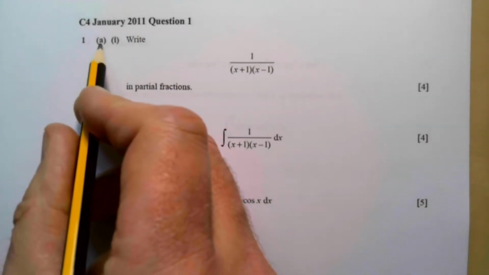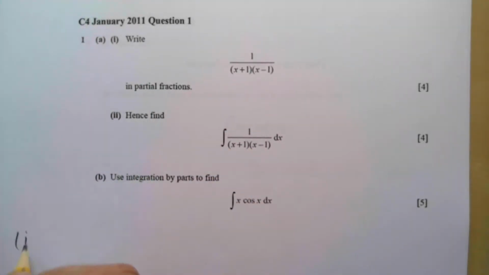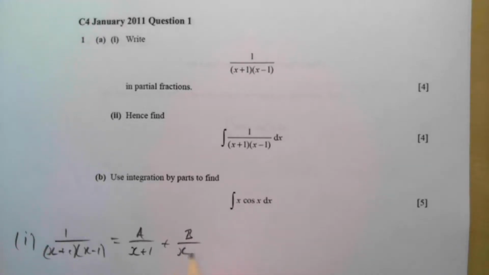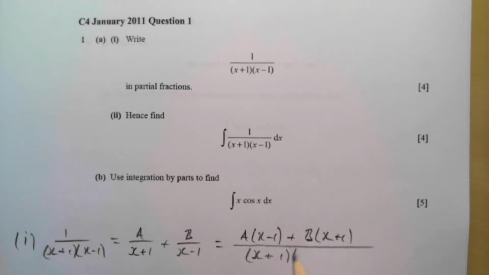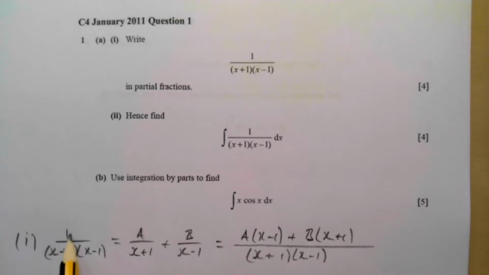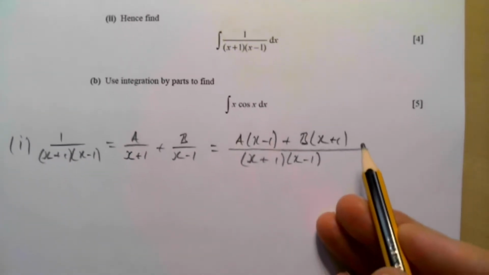So part (a)(i) then is to solve this in terms of partial fractions. So it's going to be 1 over (x plus 1)(x minus 1). We would set that up as A over x plus 1 plus B over x minus 1. That's the same then as A(x minus 1) plus B(x plus 1) all over (x plus 1)(x minus 1). And we can equate then the two top lines. So 1 equals this bit here.